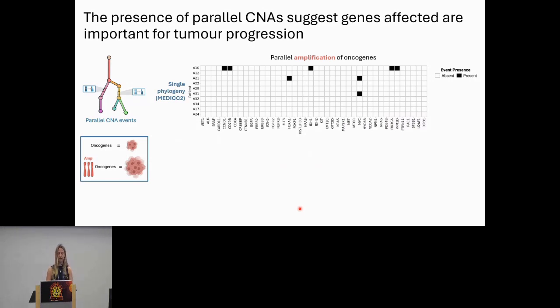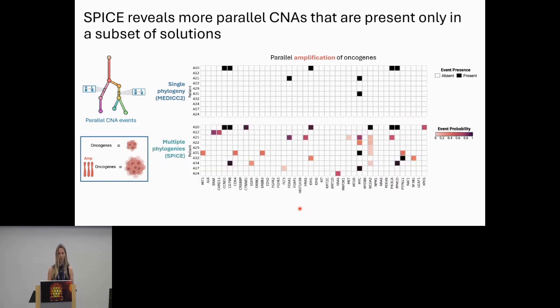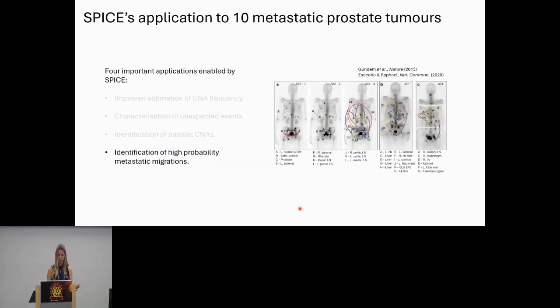Here we're looking specifically at the parallel amplification of oncogenes. And we can see that using a single phylogeny, there are a few cases where we observe parallel copy number alterations. However, when we incorporate multiple phylogenies, we can see that there's actually a probability that many more of these events occur that we would have missed had we used just a single phylogeny.